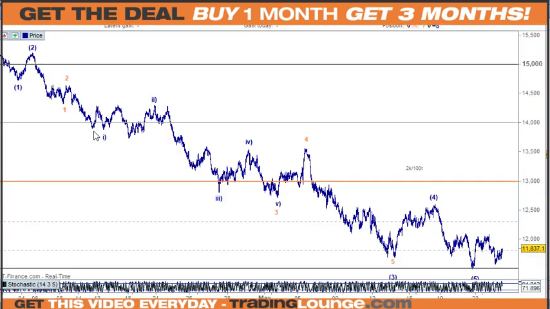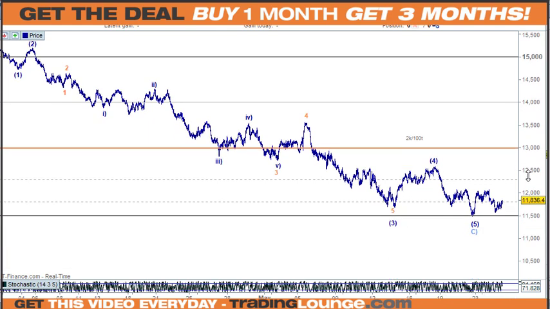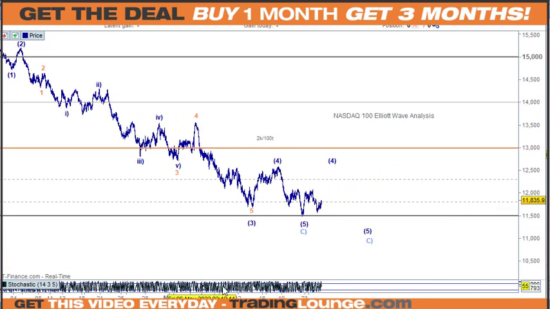So yeah, it's possible to have the low in, but it just doesn't count very well down here for that. So I really don't think that's the case. So I've got this wave 4 over here, and I could look at this in a variety of different ways.